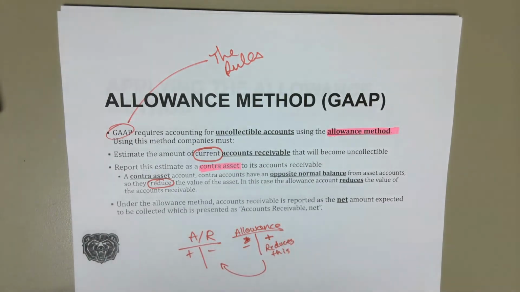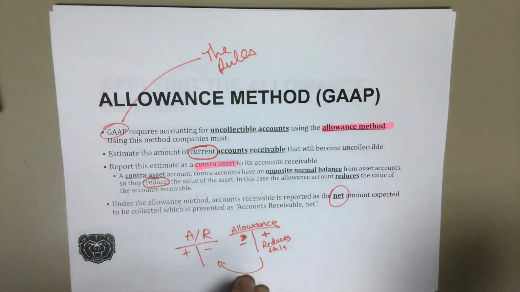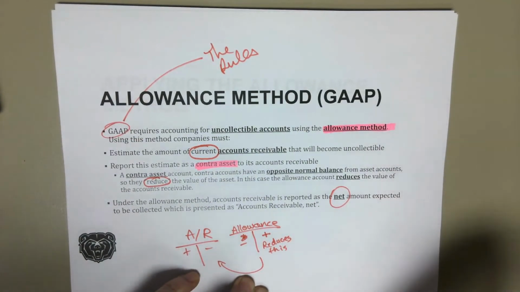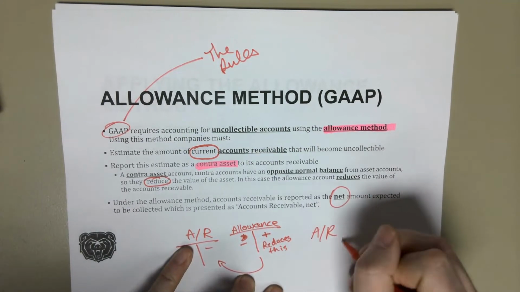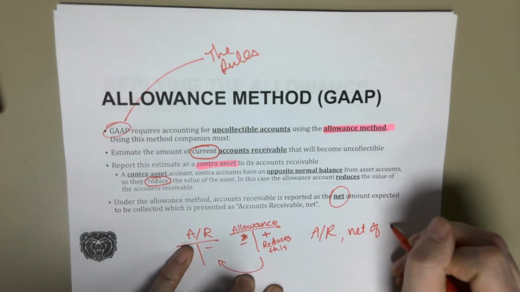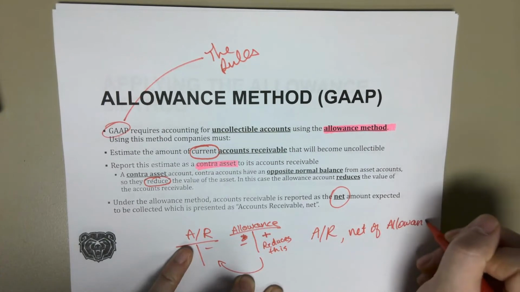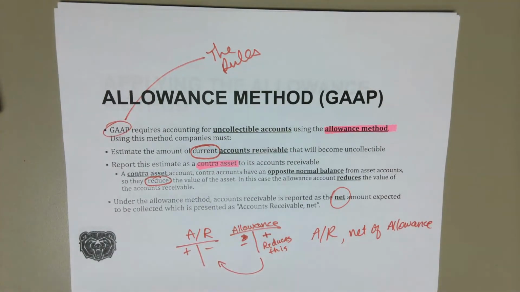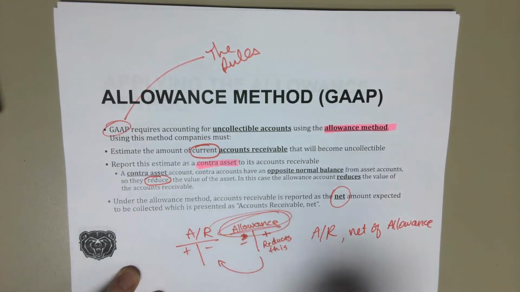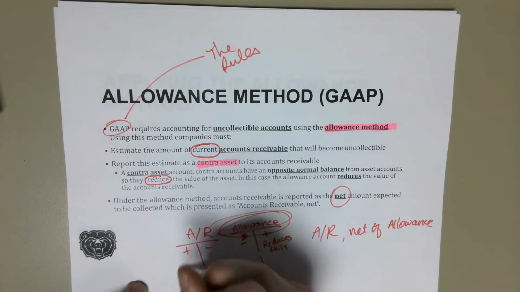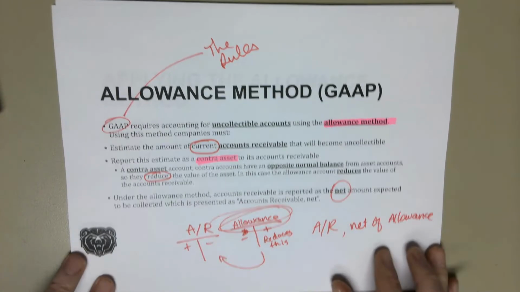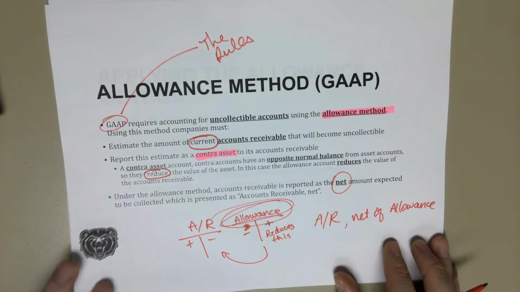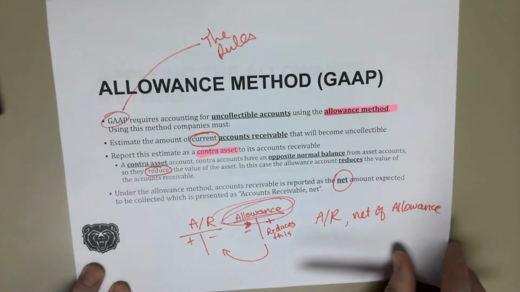Okay? So under the allowance method, we always report AR as the net amount. That is why when you look on your balance sheet, you'll see it listed as accounts receivable net of allowance. That is typically how you will see that presented. Okay, and that's because we're taking this account right here into consideration and saying, yeah, we have $1,000 in AR, but we think $100 of that is uncollectible. Okay, so we really think we're only going to collect about $900 of it.